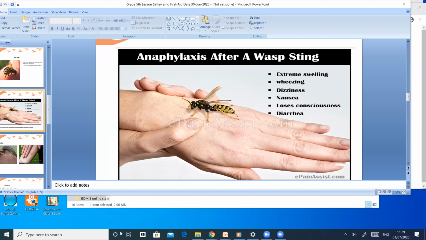What happens if a wasp leaves its sting inside the skin? There will be swelling, and even wheezing and dizziness. They lose consciousness, and even in some cases diarrhea. So we have to try to remove the sting. Before going to a doctor, just wash the affected area and then apply some lemon juice or vinegar. It neutralizes or soothes. Then you have to rush to a doctor.